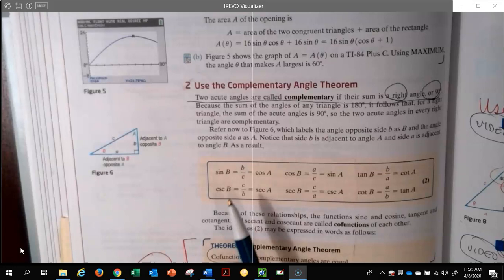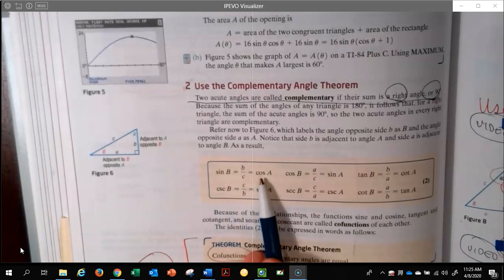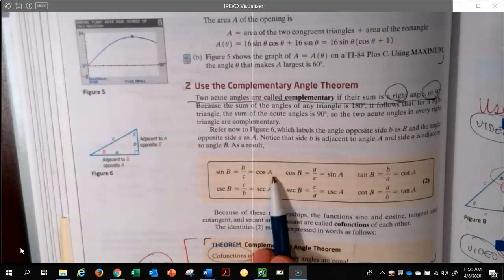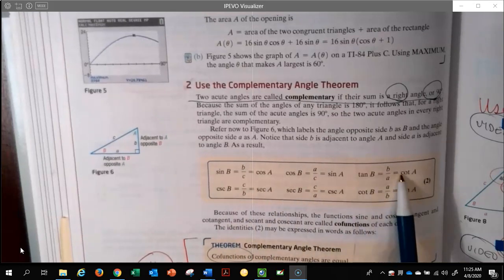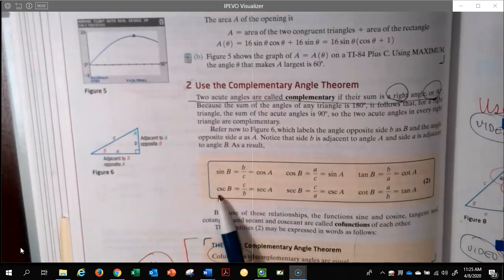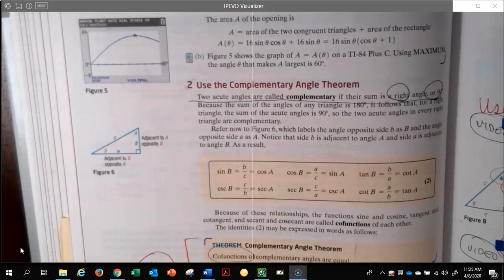And then it goes on a little bit further to explain that sine of some angle is the same thing as cosine of its complement. And it's going to keep showing us these relationships. Notice they put sine and cosine together, tangent, cotangent together, and secant and cosecant. In other words, you get to do some manipulation. Here's the theorem. Cofunctions of complementary angles are equal.